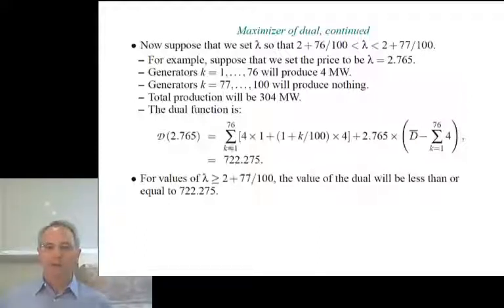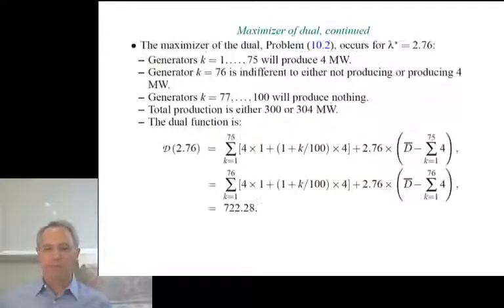And the dual function in this case would be 722.275. And again, you can check that if lambda is bigger than 2.77, we'd find that the value of the dual would be less than or equal to 722.275. One more observation: if we let lambda equal 2.76, we'd find that that would actually correspond to the maximizer of the dual. So let me write lambda star is equal to 2.76.